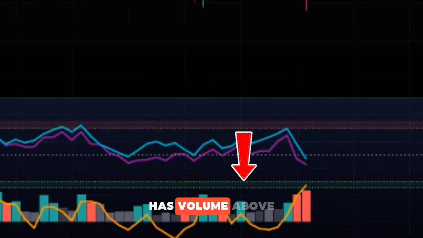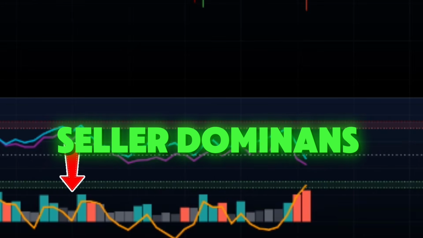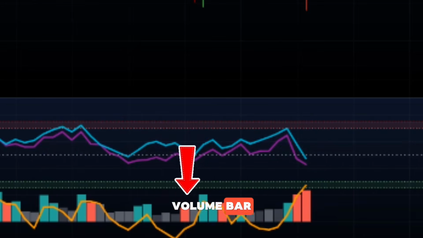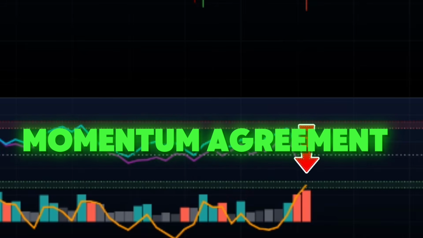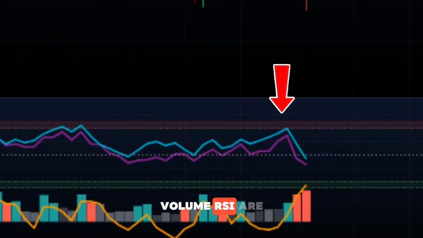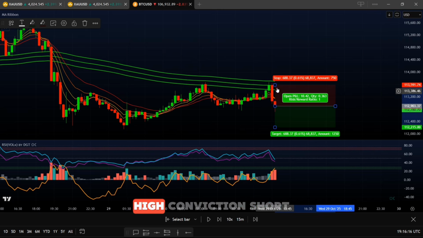Volume spike: the breakout candle has volume above the orange average line. Seller domination: the red selling portion of the volume bar is much larger than the green. Momentum agreement: both RSI and volume RSI are pointing down, ideally below 50. When you get that perfect alignment, you have a high conviction short entry.